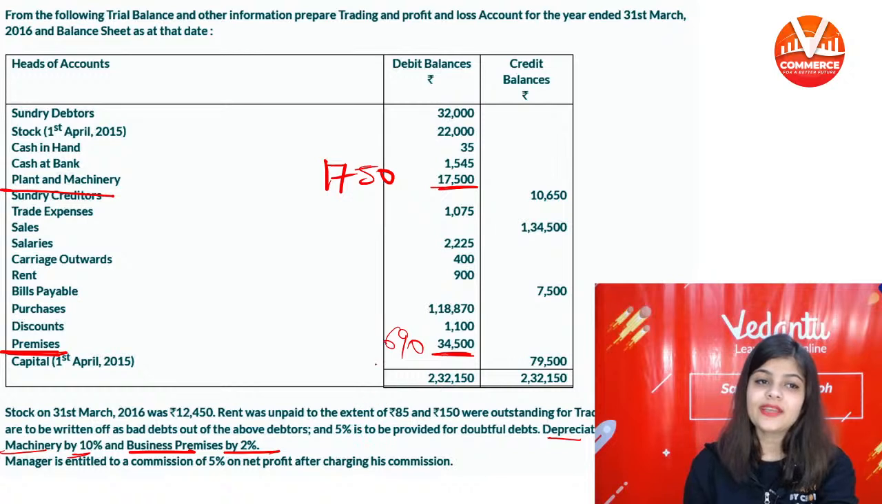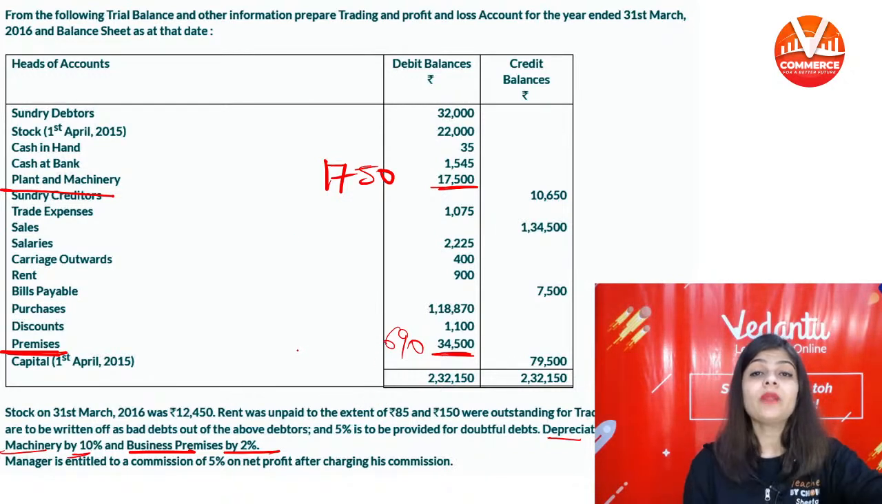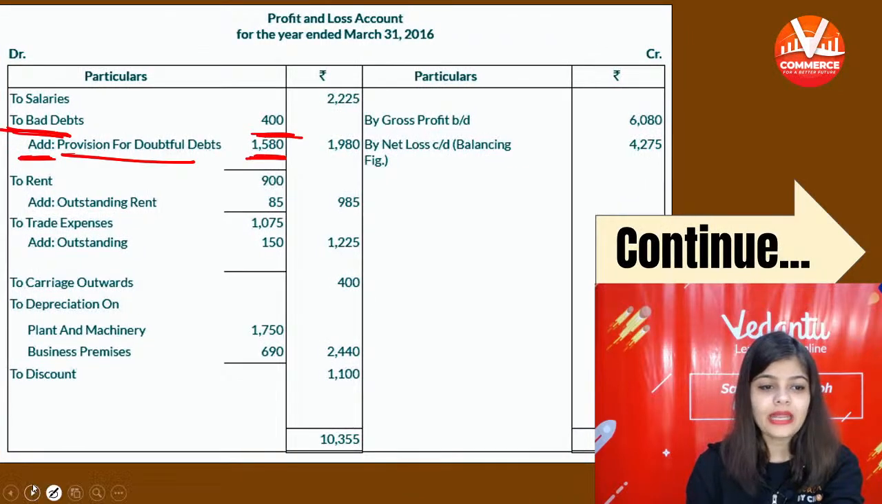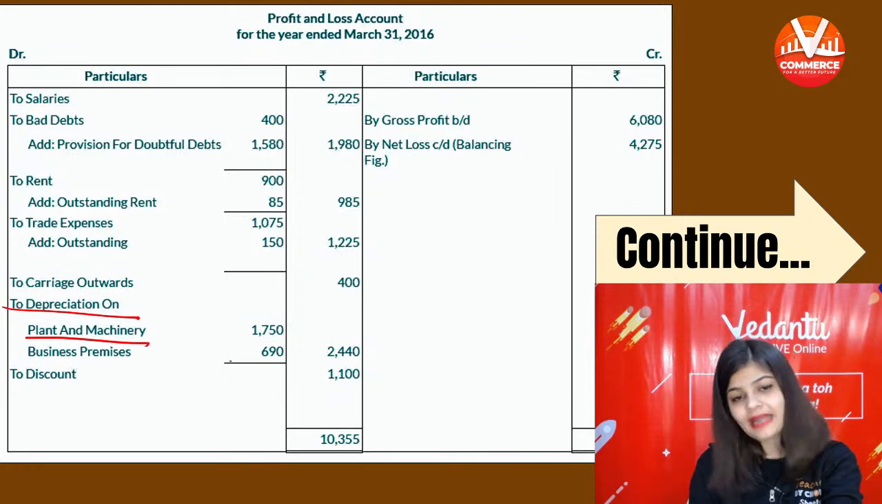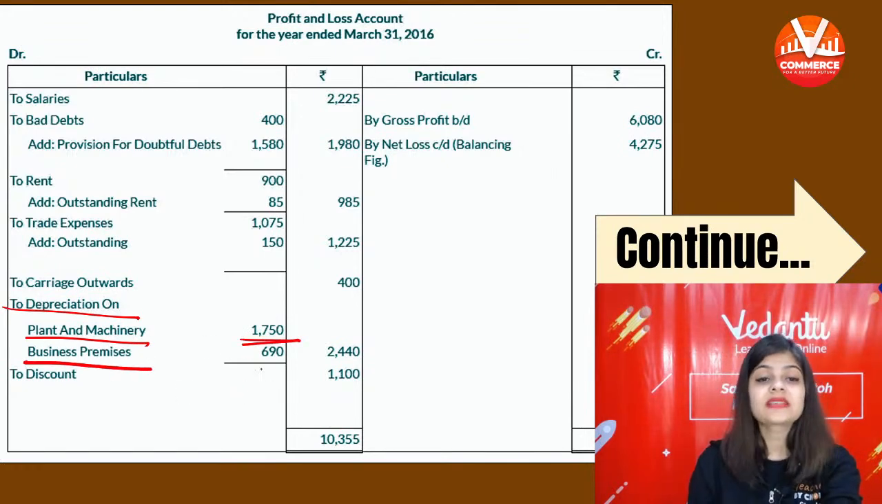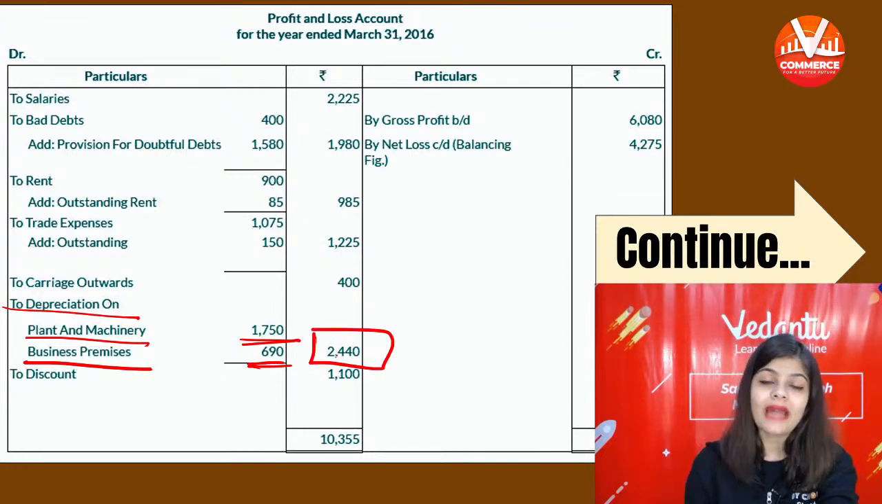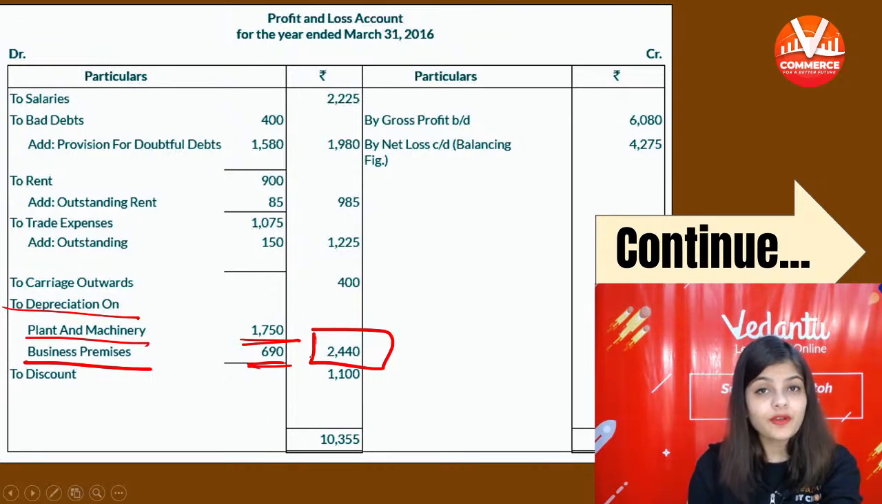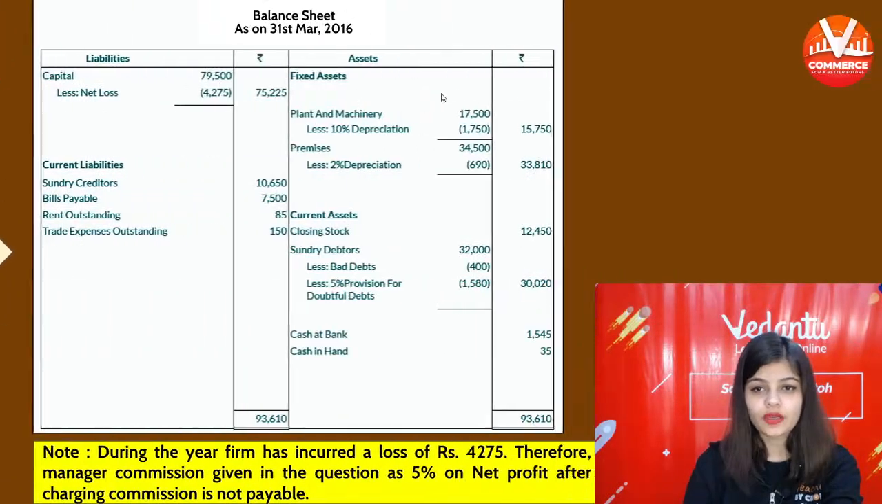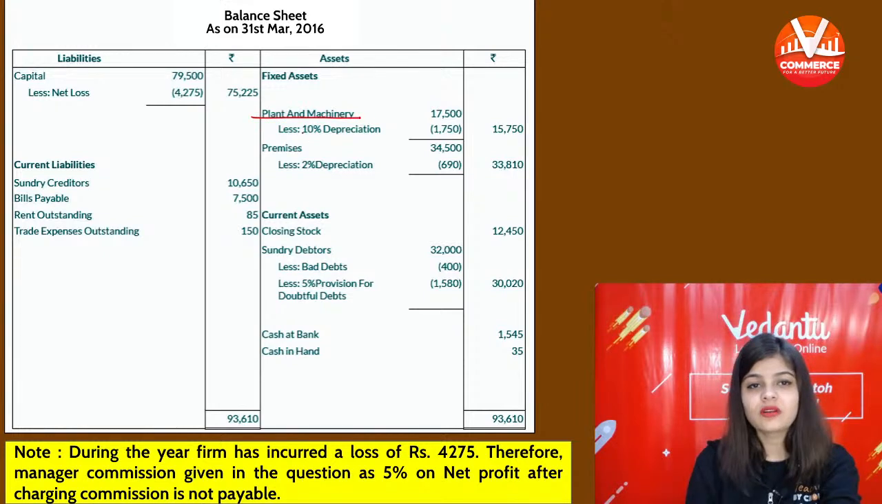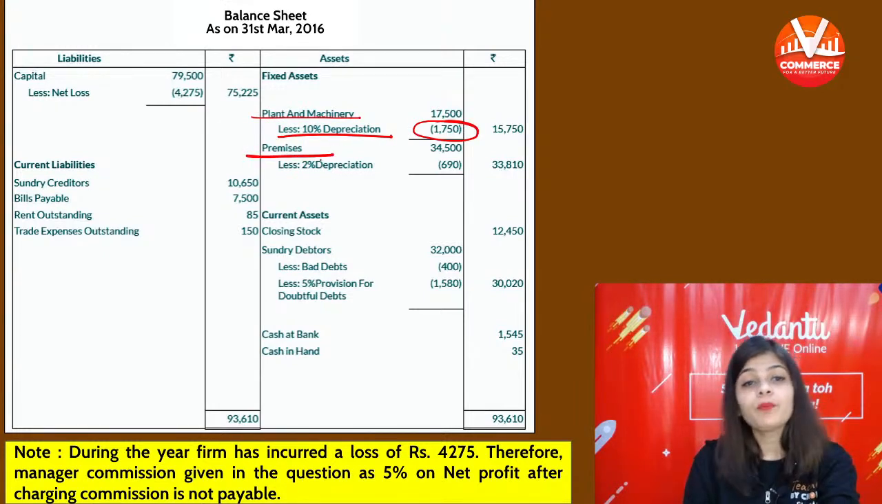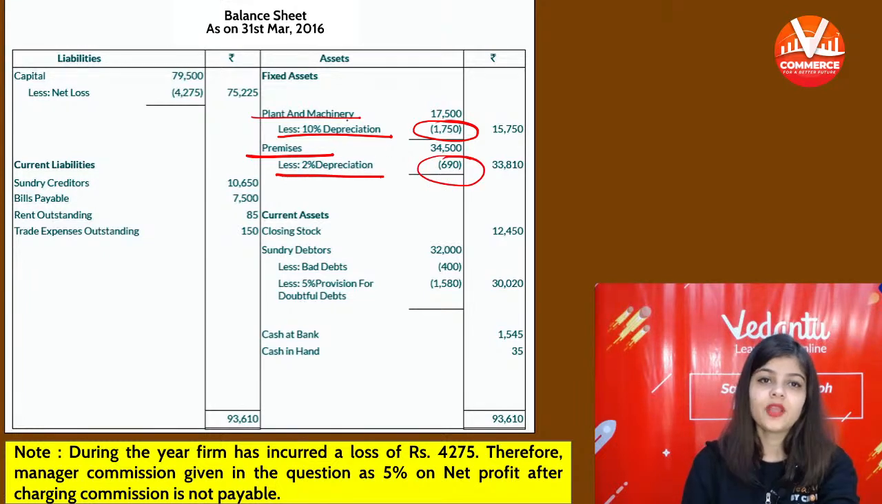So this is depreciation on plant and machinery and premises. Depreciation will be debited in the P&L account, and we will subtract it from the respective asset. So debit in P&L account depreciation on plant and machinery 1750, on business premises 690. Total depreciation 2440 rupees. You will subtract from plant and machinery less depreciation 1750, from premises less depreciation 690. So from the asset we will subtract depreciation.